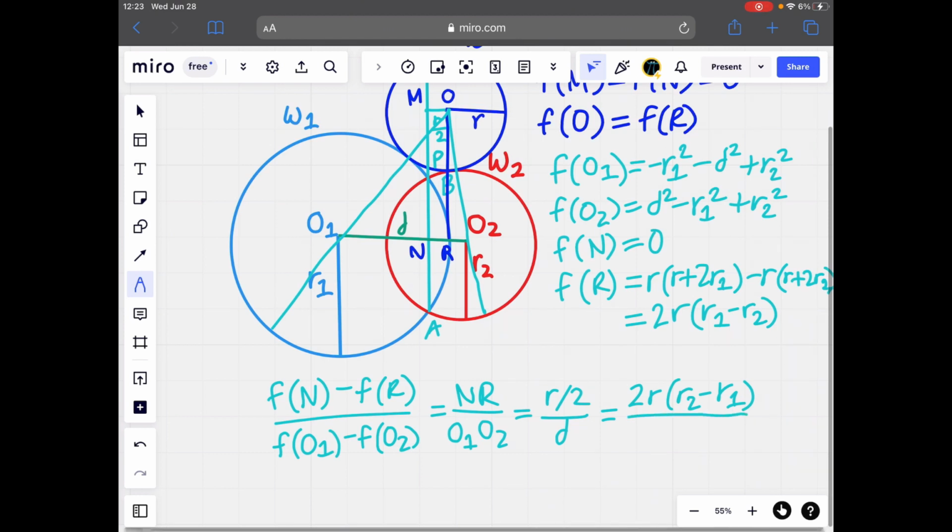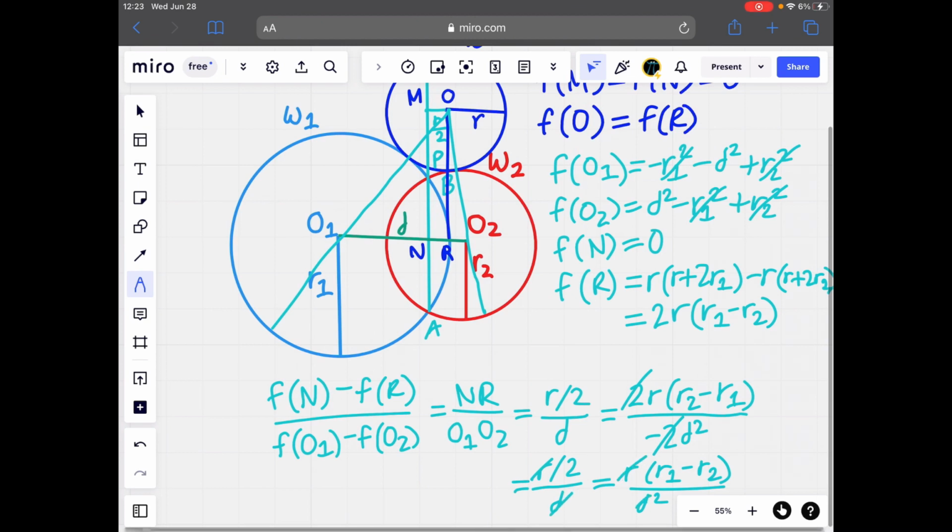Then f of O1 minus f of O2, some things cancel out. The minus R1 squared cancels out, and the R2 squareds cancel out. So that's just minus D squared minus D squared. That's minus 2D squared. So we can cancel the minus 2, and we get R over 2 divided by D equals R times R1 minus R2 over D squared.